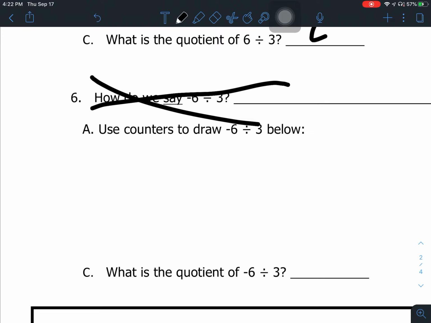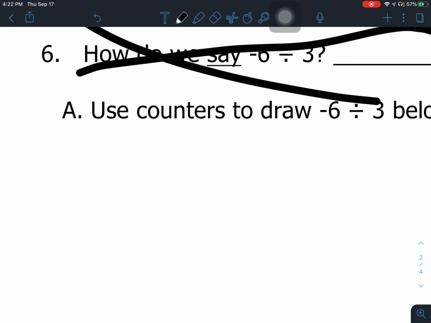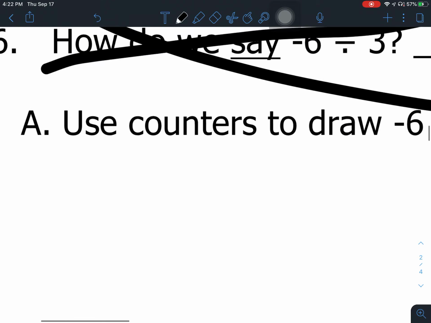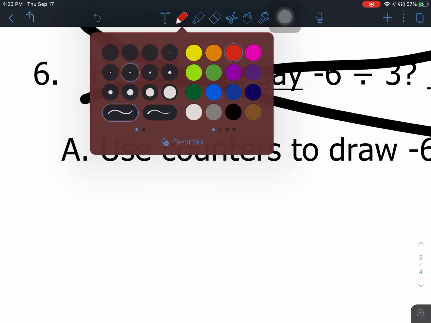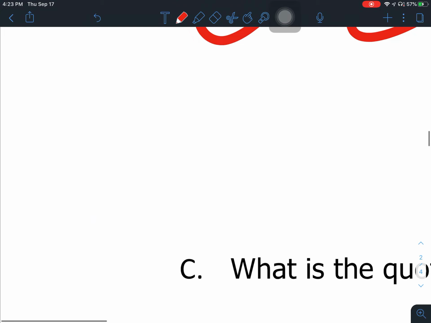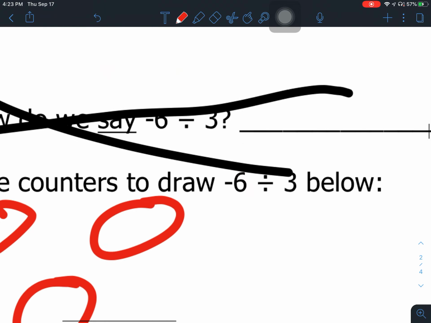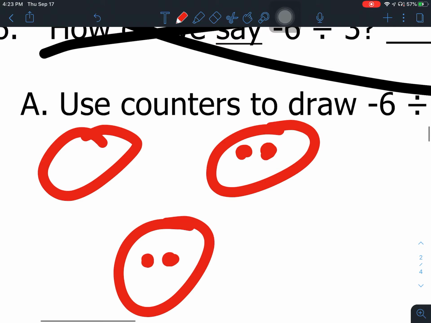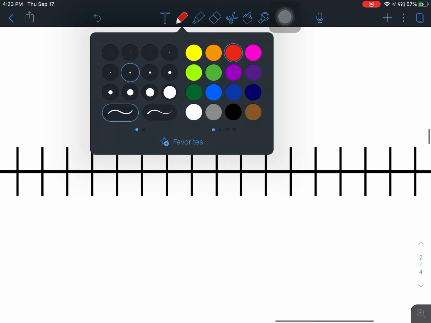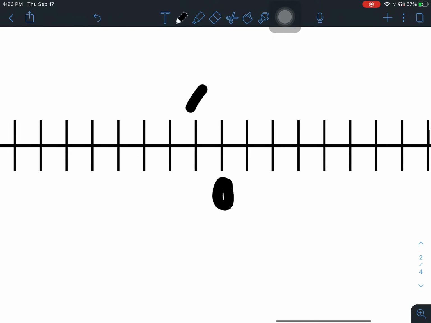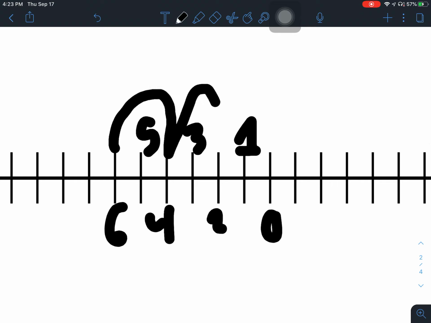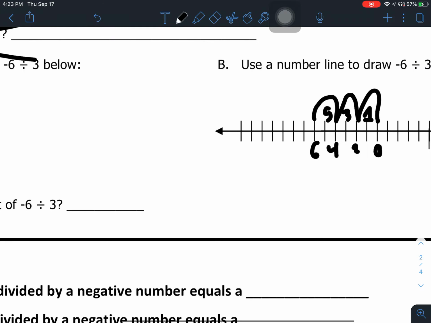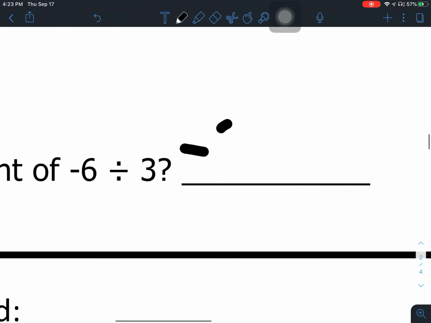For this one, they want us to do negative 6 divided by 3. Remember, negative divided by positive equals negative. So let's do this. Oops, forgot to use my red color. It's just like the question we did, but it's red now, because negative divided by positive always equals negative. So now let's draw it on the number line. Let's move it back. 1, 2, 3. And we left a space of 2 between those camelbacks. So our answer is negative 2.